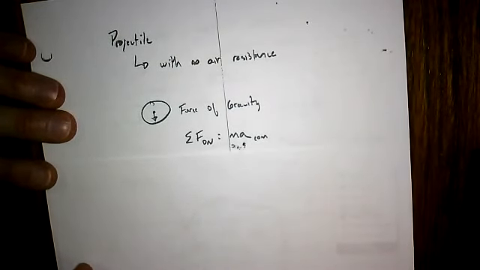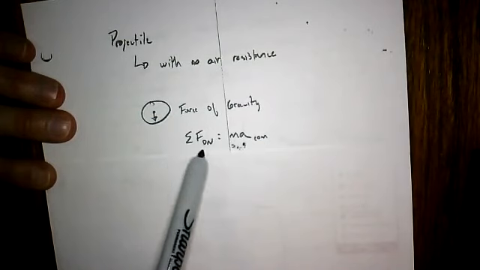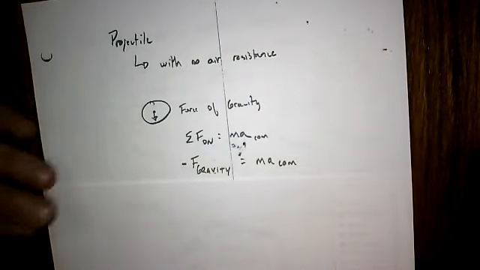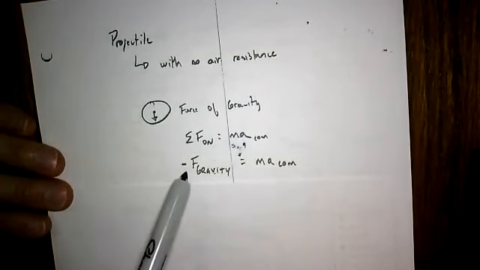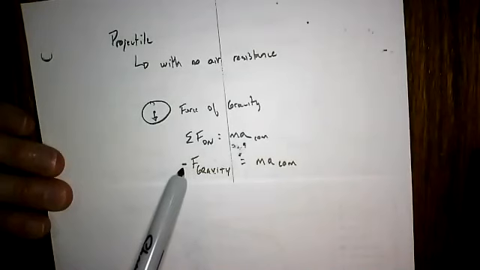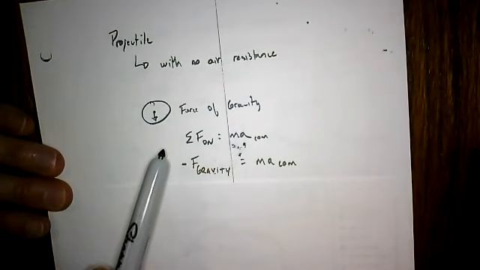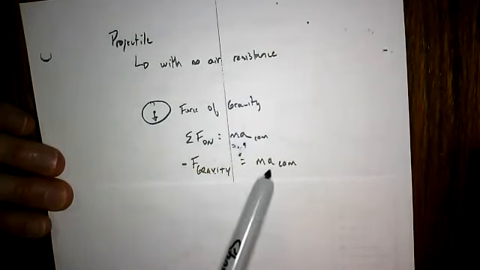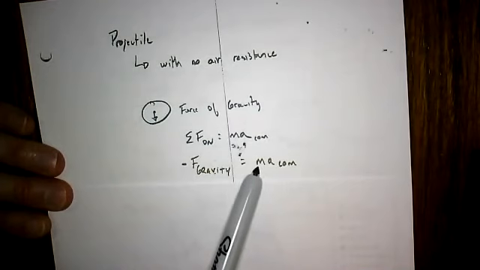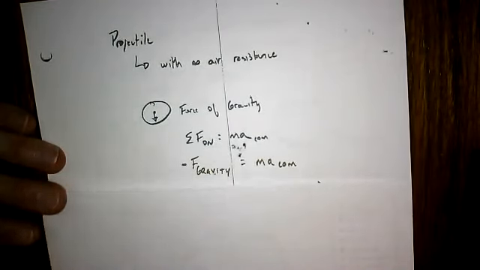So let's just look at it from an equation perspective. Sum of the forces acting on the object equals ma, mass times acceleration of the center of mass. If this is the only force acting on it, I'm going to assign a negative sign there because it's downward, and up is typically considered positive. And the force of gravity is going to equal the product of the mass of the object and the acceleration of the center of mass of the object.